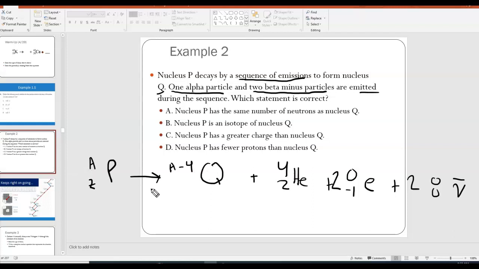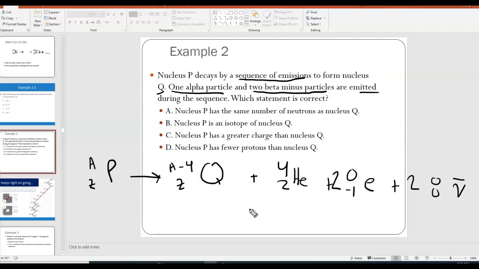That's how that works. Now, if I also look at the atomic numbers, I know they have to be the same on both sides. On the left side, I have Z. On the right side, I have to have a number down here so that this number plus 2 plus, now, I have 2 electrons, and so 2 times -1 is -2. I have 2 antineutrinos, 2 times 0 is 0, and so my atomic number for Q has to be such that when I add 2 plus -2, I get Z. Well, 2 plus -2 is 0. So basically the atomic number of Q has to be such that when I add 0 to it, I get Z. I wonder what that could be. Clearly it has to be Z, because Z plus 0 is also Z.